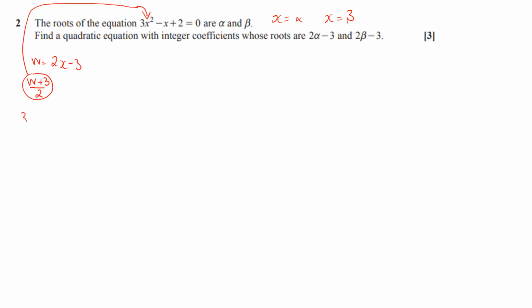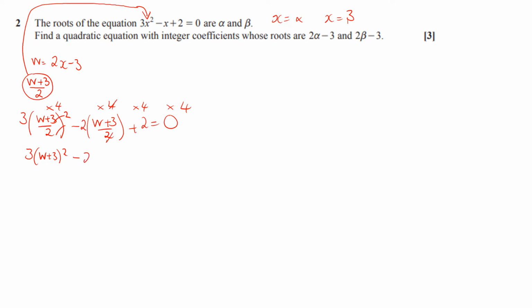So all you need to do is do 3 times w plus 3 over 2 all squared, minus x, which is now w plus 3 over 2, plus 2 is equal to 0. Now that first squared term, you'd square top and bottom, so you're going to have a 4 on the bottom. So if I times by 4 throughout to clear the fractions, I will have 3 times w plus 3 squared minus, then the 4 will cancel, I'll have a 2 here in front of that bracket, 2 times w plus 3, plus 8, and then 4 times 0 is still going to be 0.